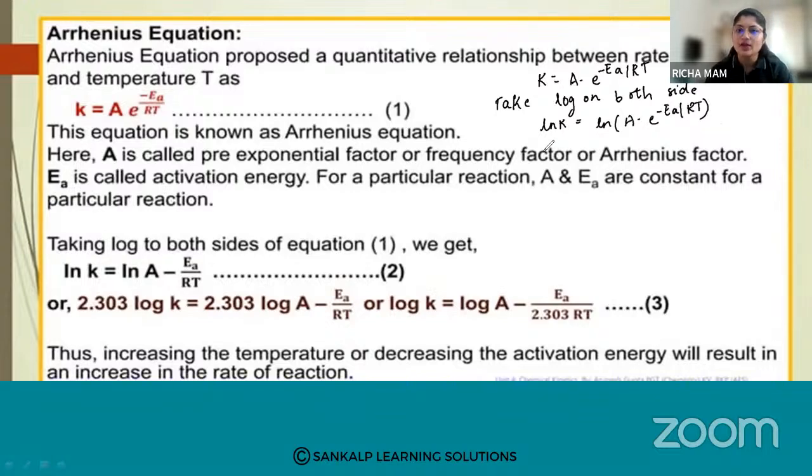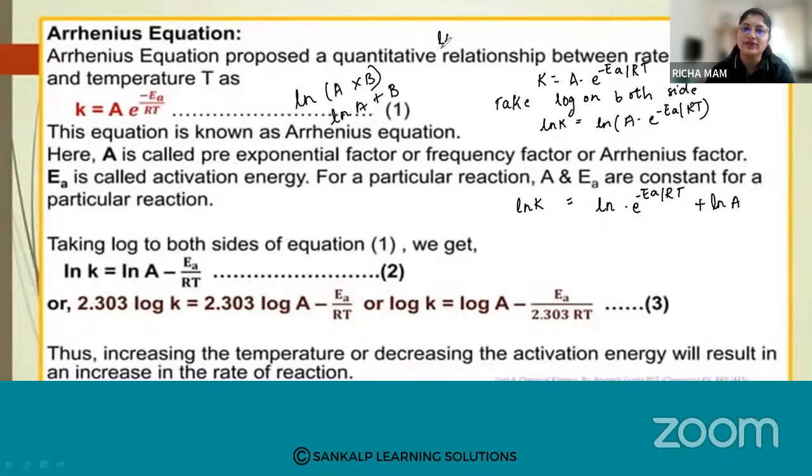Next step: ln of A into B can be written as ln A plus ln B. So ln k = ln e^(-Ea/RT) plus ln A. Whenever you have ln of A into B, it can be written as ln A plus ln B, and whenever you have ln of A divided by B, it can be written as ln A minus ln B. This is simple mathematics using the logarithm. So ln k = ln e^(-Ea/RT) plus ln A.